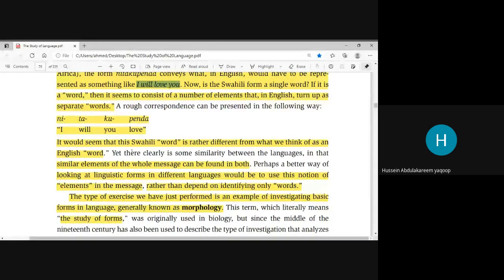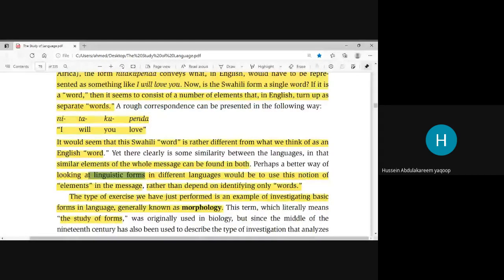Now, sometimes, let me read some of the lines. It would seem that the Swahili word is rather different from what we think of as an English word. Yet, there clearly is some similarity between the languages, and similar elements of the whole message can be found in both. Perhaps a better way of looking at linguistic forms in different languages, this is my point, would be to use this notion of elements. So what does elements mean? We will see, rather than depending on identifying only words.